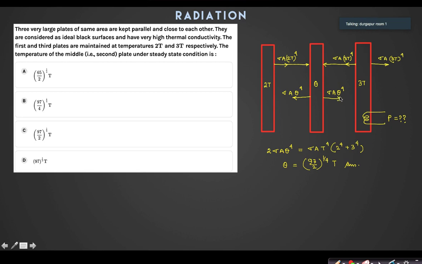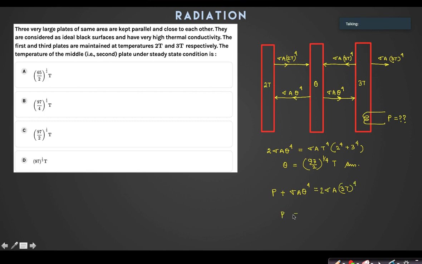And this energy, this power that is radiated by this middle part will also fall on this part, right? It is going to fall completely on this section, and it is going to absorb this power completely. It is also absorbing this power completely. So what is the total power it absorbed? P plus sigma A theta power 4. And what is the power that it emitted? Sigma A 3T power 4 into 2 times of that.